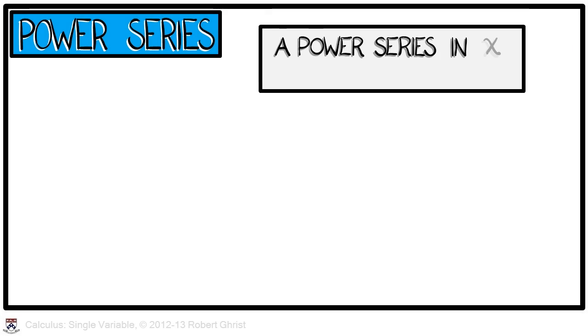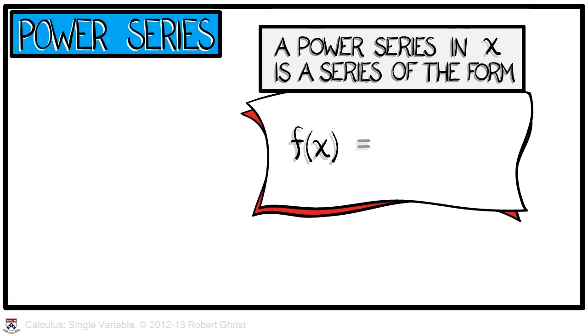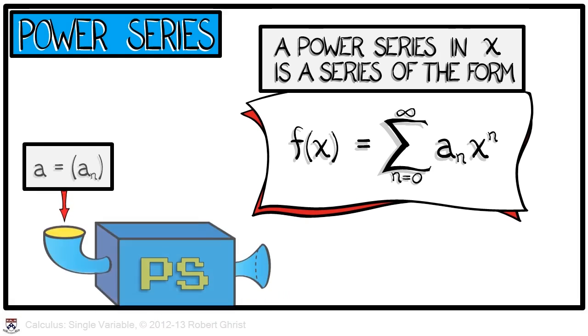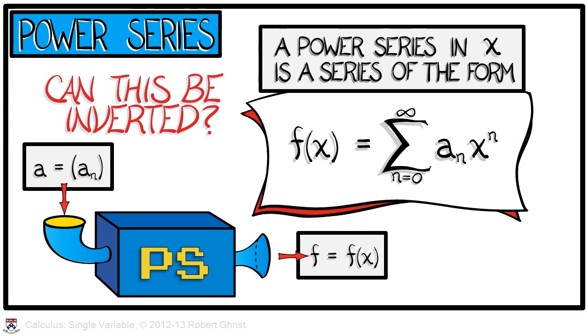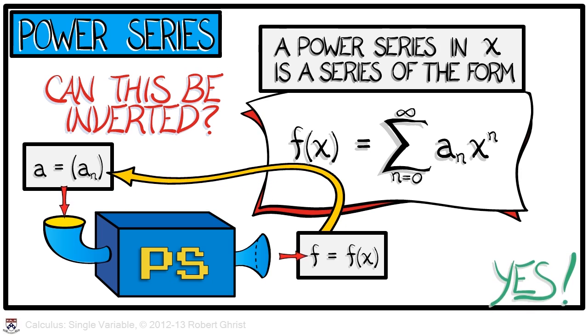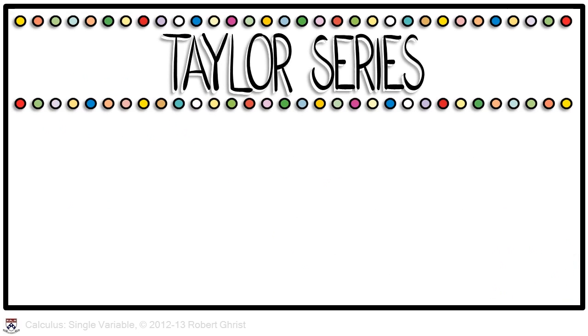In our last lesson, we explored power series, that is, series of the form sum over n of a sub n, x to the n. And we considered this as an operation for turning a sequence into a function, f of x. Now, the question arises, can one invert this procedure and go from the function to the sequence? Well, of course, you already know the answer to this. It is yes. We've been doing this all semester. The answer is, of course, Taylor series.